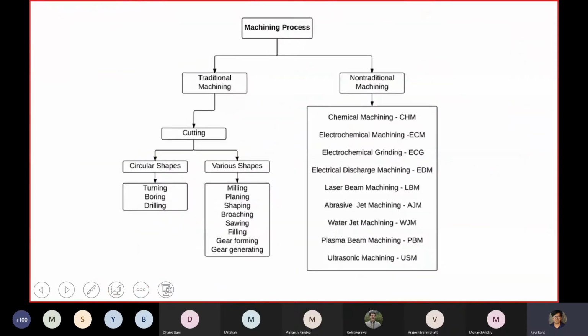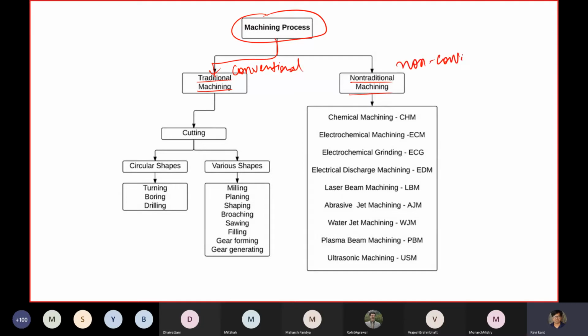Before showing the video, the machining processes, which I already talked about, have two classifications: traditional machining and non-traditional machining. Traditional is also called conventional machining, and non-traditional is also called non-conventional. In traditional machining, we cut or remove material by some sort of force or cutting tools. If the raw material has a circular shape, you are going to turn it, bore it, drill it, and these things can be done by a lathe.